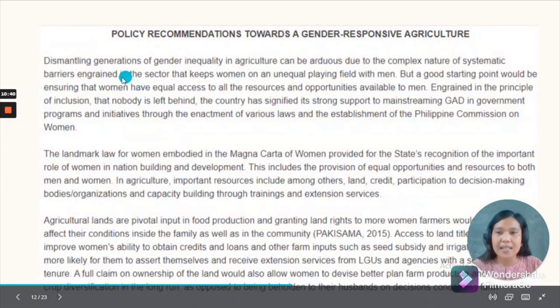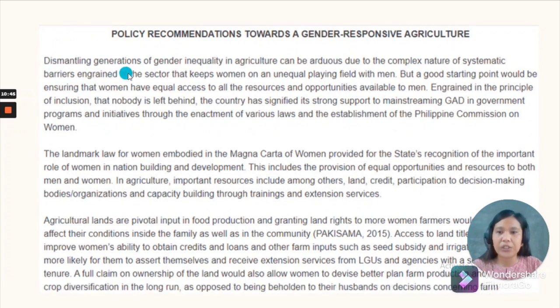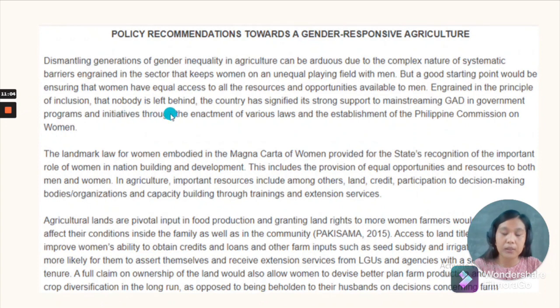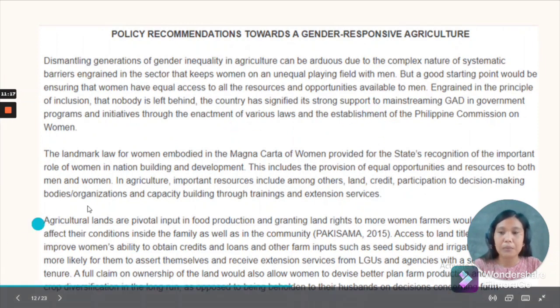It says that this is the first statement, thesis statement. Dismantling generations of gender inequality in agriculture can be arduous due to the complex nature of systematic barriers ingrained in the sector that keeps women in an equal playing field with men. Sama na siya nga, may arataya, gender and development. Ingrained in the principle of inclusion that nobody is left behind, the country has signified its strong support to mainstreaming GAD in government programs and initiatives through the enactment of various laws and establishment of Philippine Commission on Women.